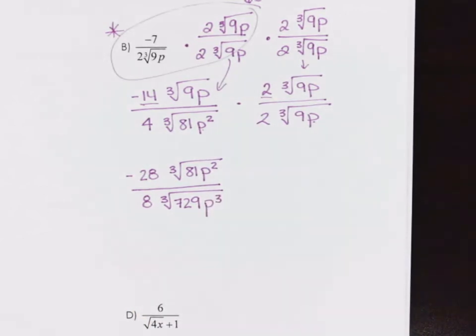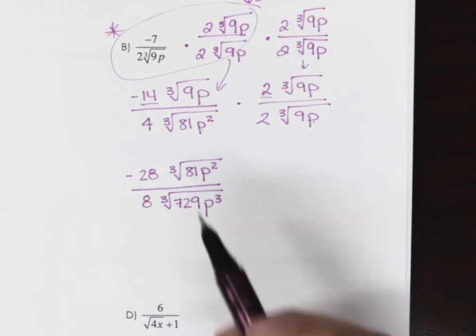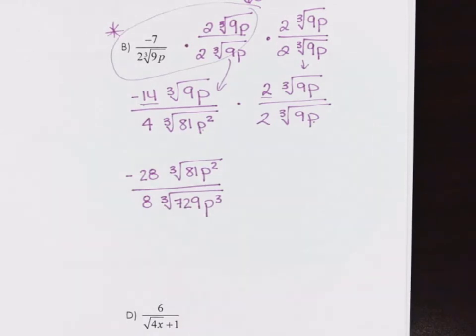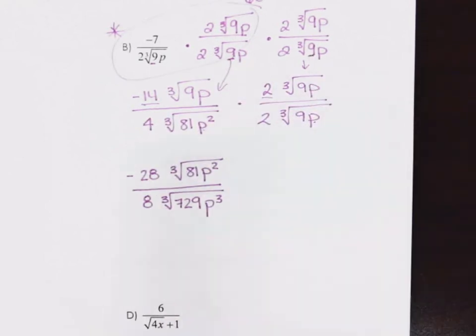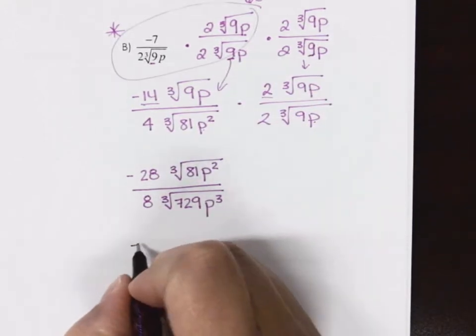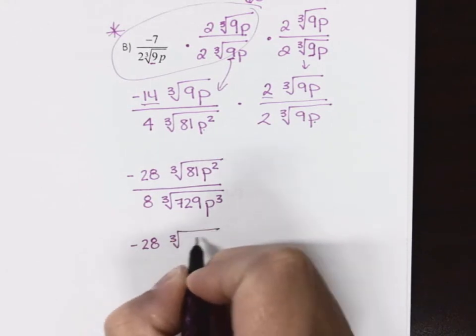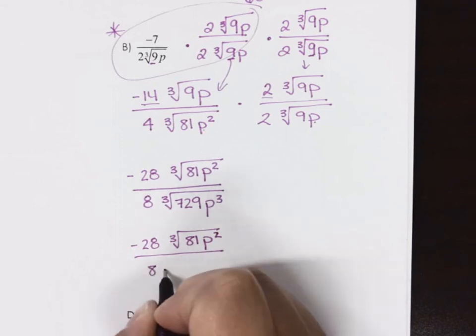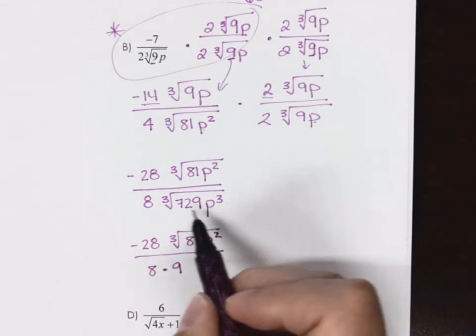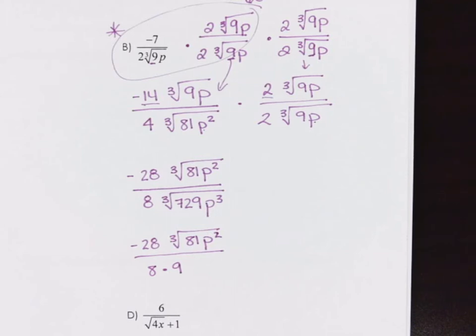Okay, so if you've done your math correctly, you should be able to take the cube root of 729. I know what it is because I trust my math. If you're not sure what it is, use your calculator. What's the cube root of 729? 9. Makes sense. Because what did you do? You multiplied 9 by 9 by 9. So numerator, negative 28 cube root 81 p squared over 8 times 9. And what's the cube root of p cubed? P.